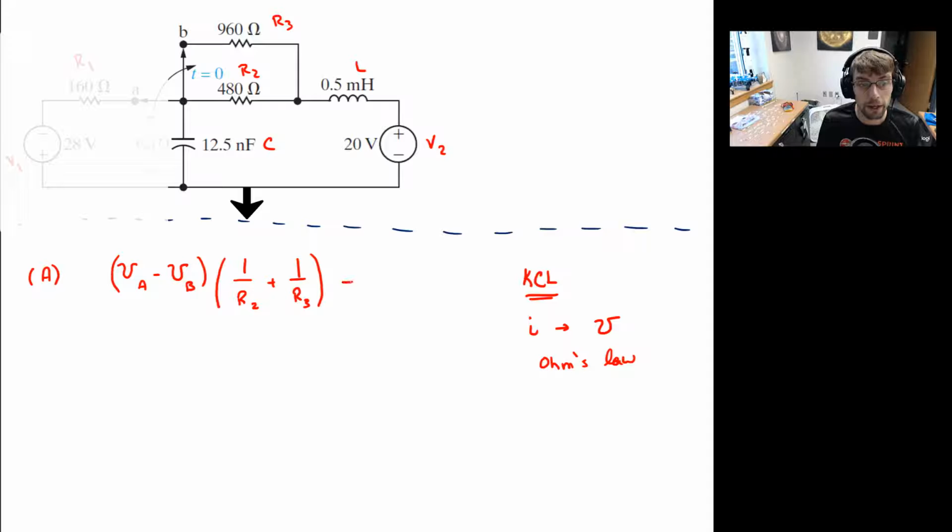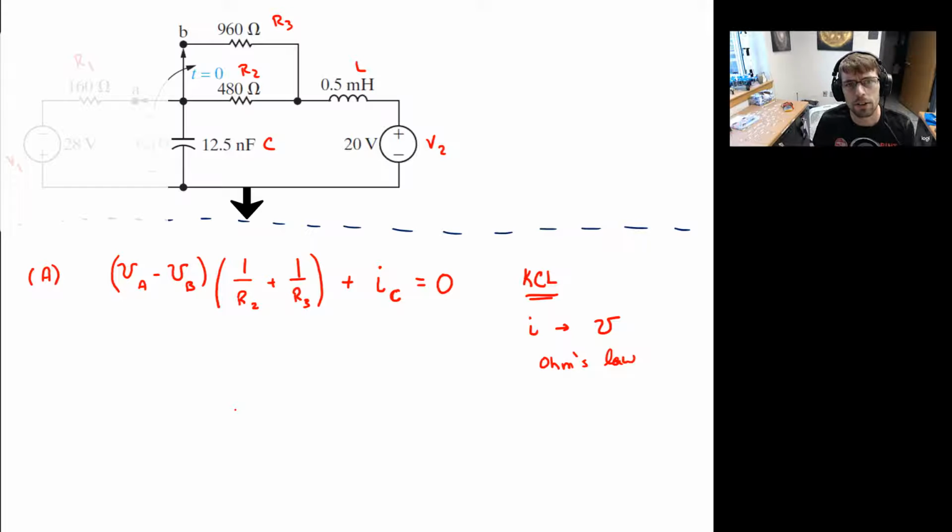Remember that this node voltage method is based off of thinking of currents. So I should have in here as well a current going into the capacitor, the top plate of the capacitor. And I'll set this whole thing equal to 0.